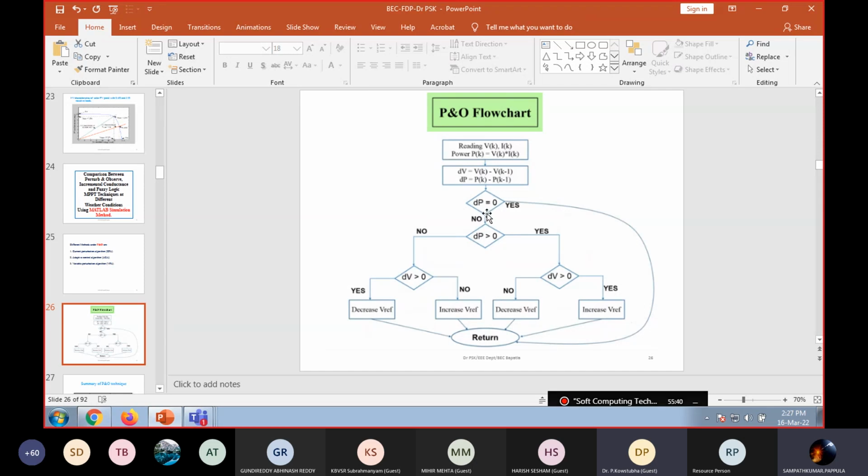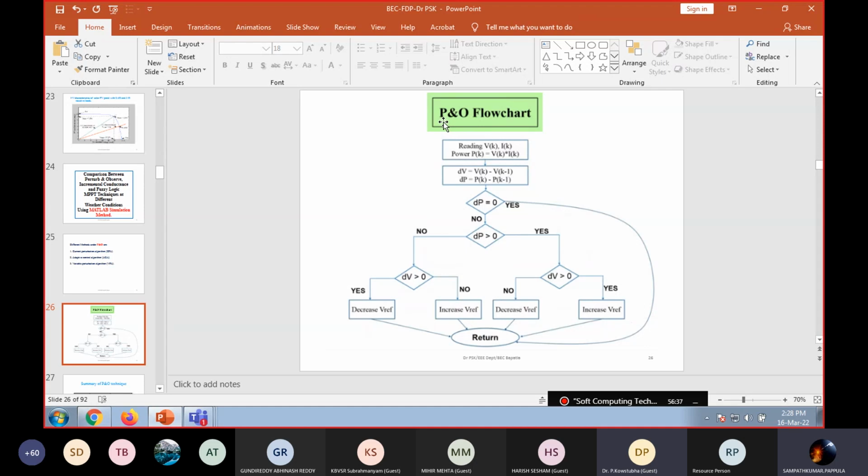These are the conditions in the P and O flow chart. If dP, the changing in the power, is equal to 0, you can directly return the parameter. If dP is not equal to 0, and if the changing in the power and the changing in the voltage are both greater than 0, then what should we do? Just increase the reference voltage. If the power is greater than 0 and the voltage is also greater than 0, increase the reference voltage. If the power is less than 0 and the voltage is also less than 0, at that time also we need to increase the reference voltage, right?